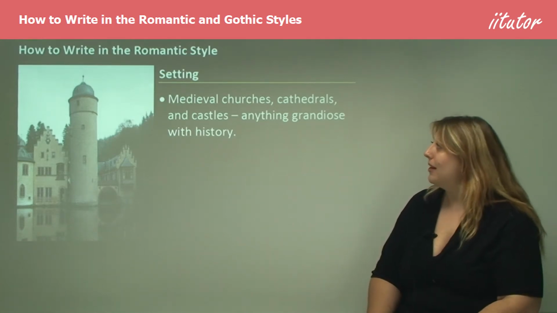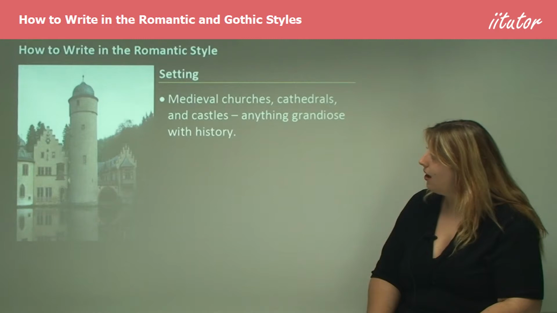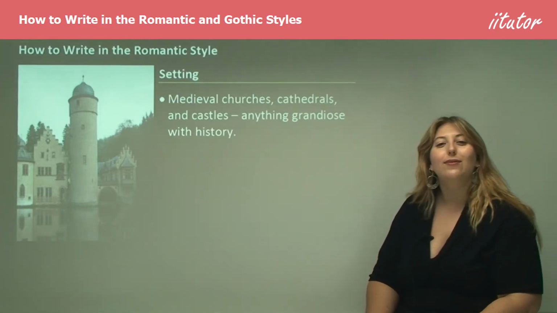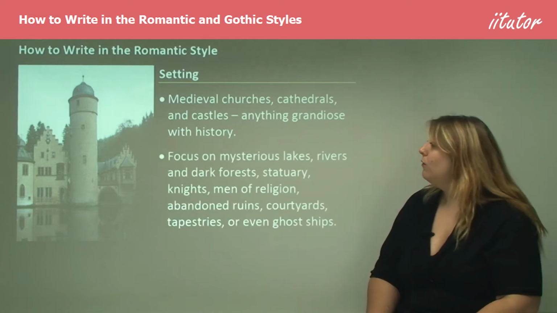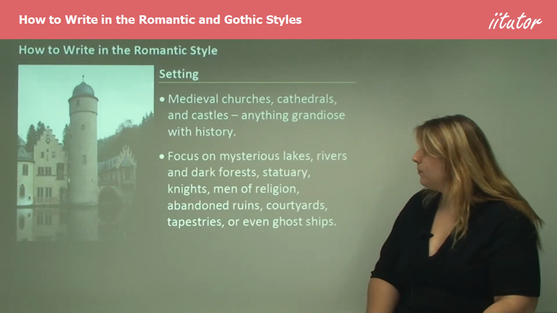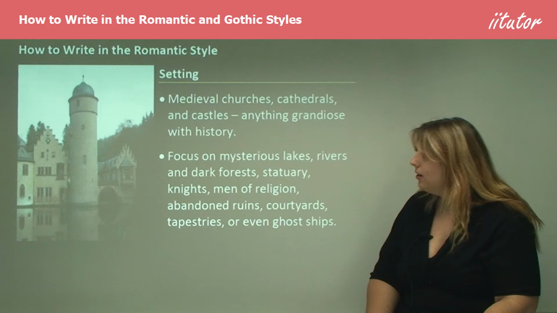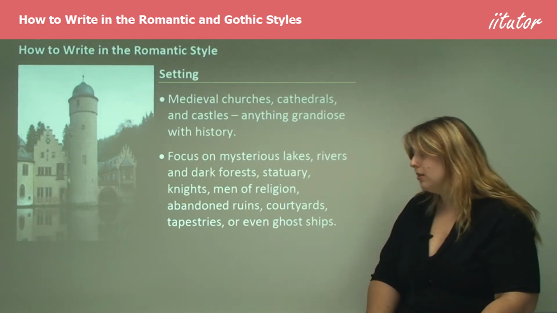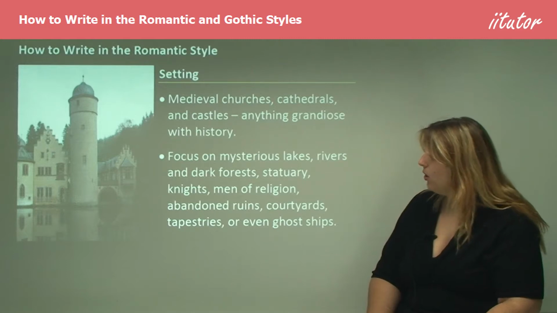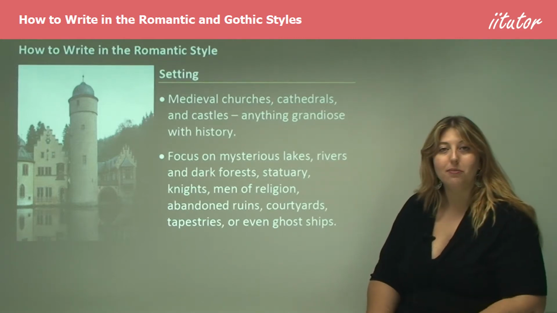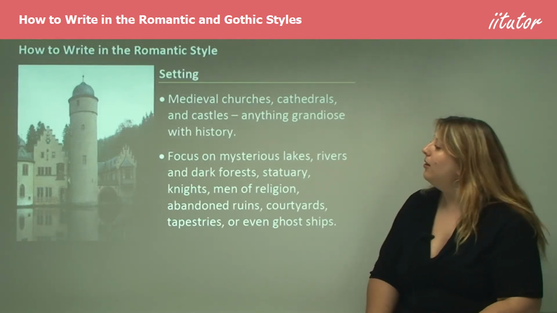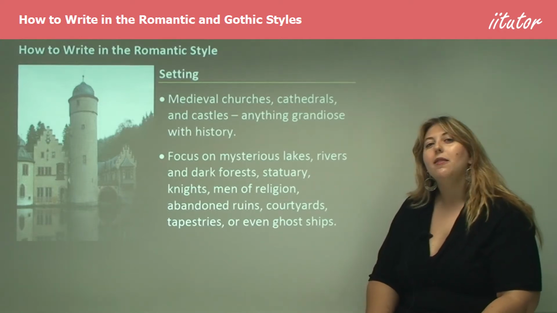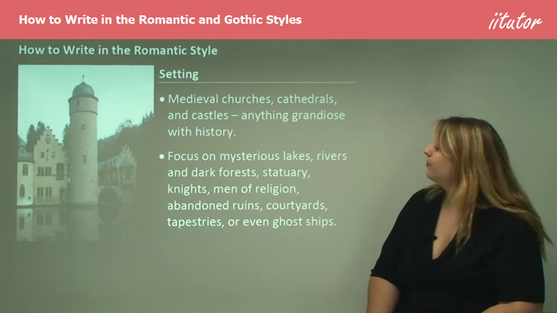So you might think about medieval churches, cathedrals and castles, anything that's sort of steeped in grandiose history, larger than life sort of places. Focus on things like mysterious lakes, rivers, dark forests, statuary, knights, men of religion, abandoned ruins, courtyards, tapestries, or even, like we have in the Rime of the Ancient Mariner, ghost ships. So you're looking for places that are going to combine elements of perhaps the supernatural, the medieval, and the natural.